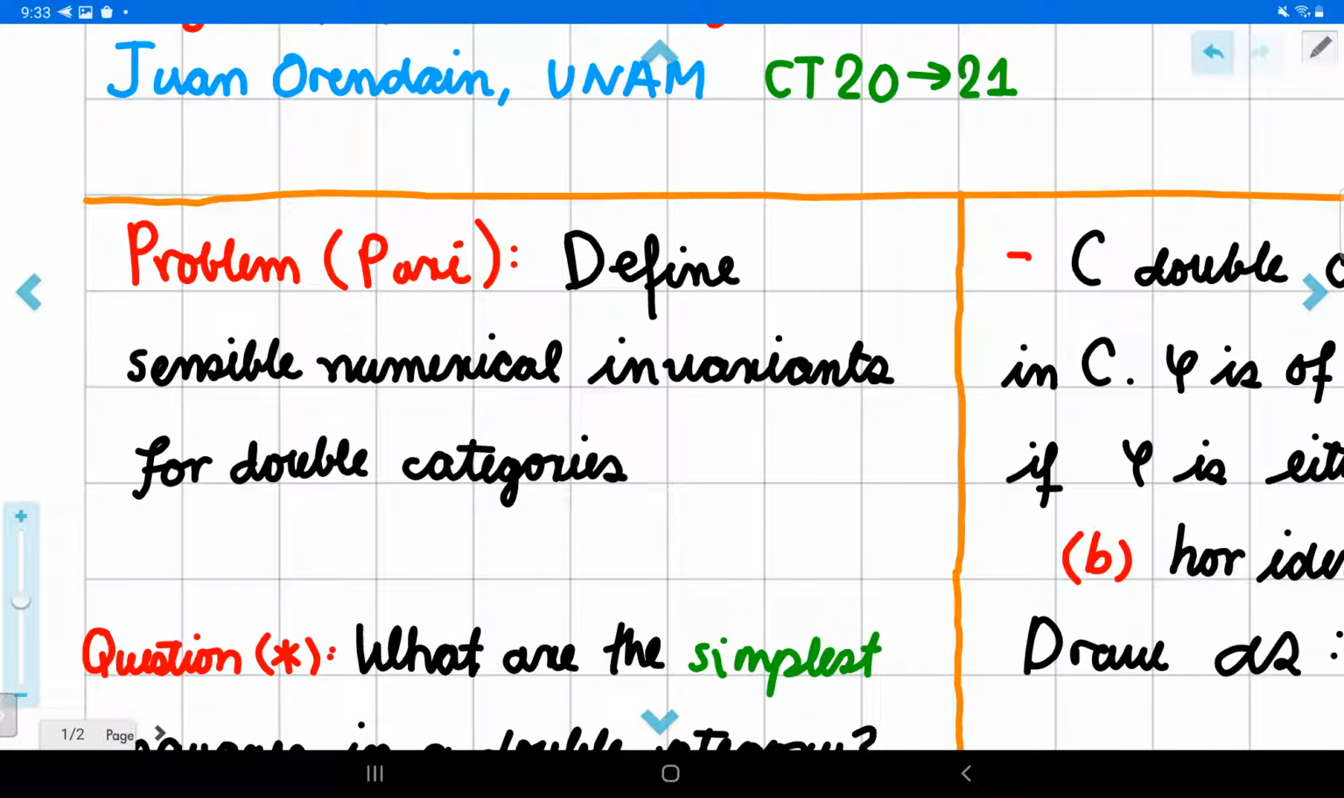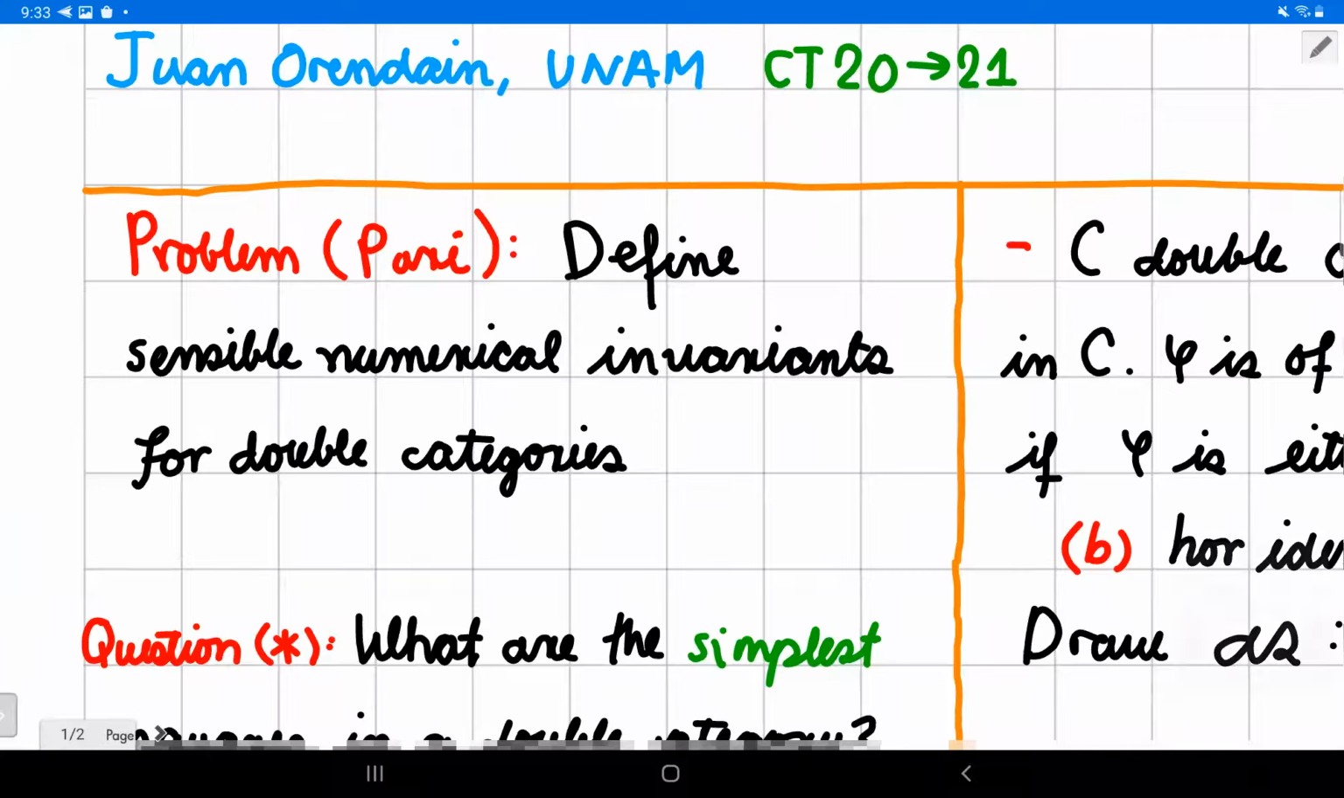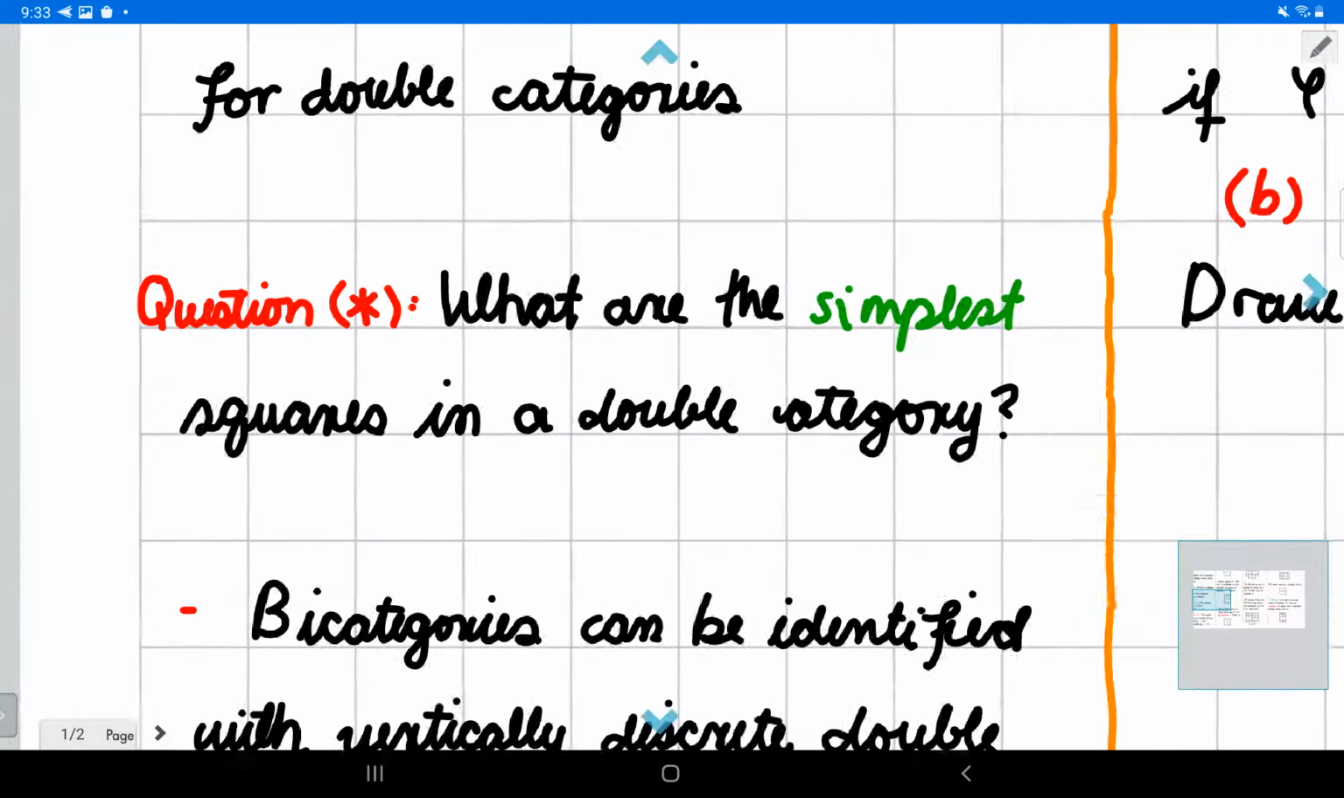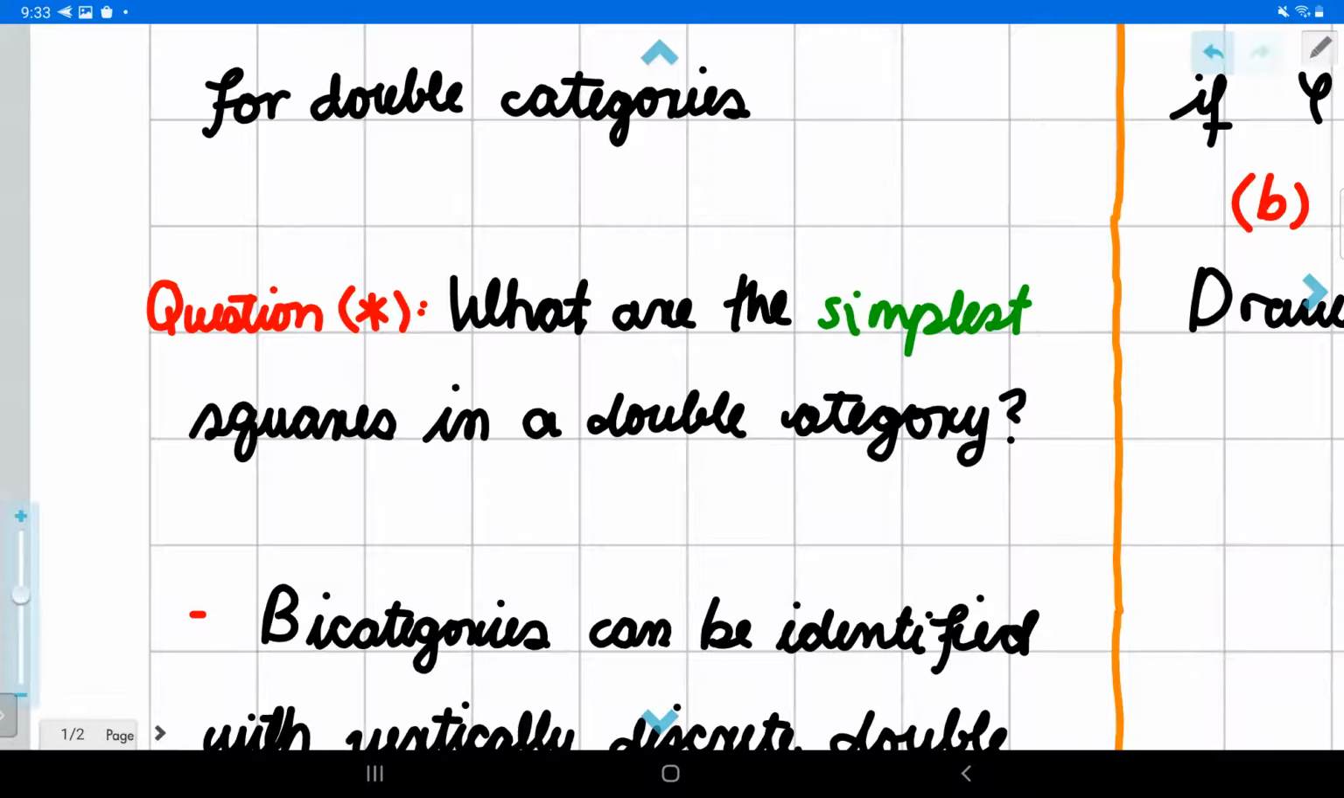in personal communication. So the problem asks to define sensible numerical invariance for double categories. This is stated in somewhat vague terms, but it's a very interesting problem or question. So related to this is the following question. What are the simplest squares in a double category? So this is even more vague and obviously depends on who you ask and who answers. But my answer to this will lead to a partial solution to the problem above.